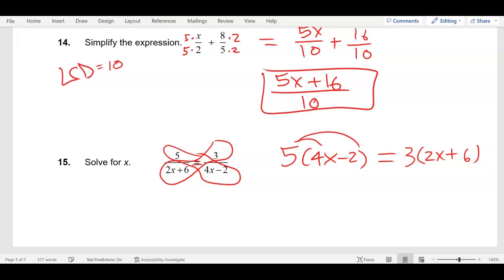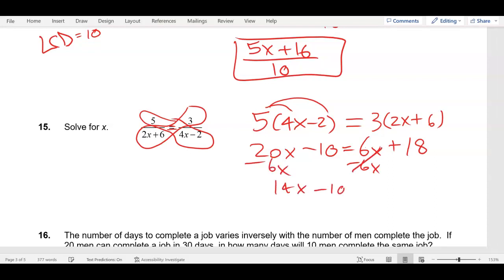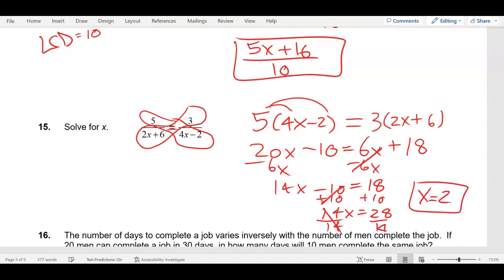5 times this, 5 times this. 5 times 4 is 20x. 5 times negative 2 is negative 10. 3 times 2 is 6x. 3 times 6 is 18. You get rid of the smaller x. 14x minus 10 equals 18. Get rid of the loner, plus 10 plus 10. 14x equals 28. And then you divide by the coefficient, 14, and you get x equals 2. Cool.